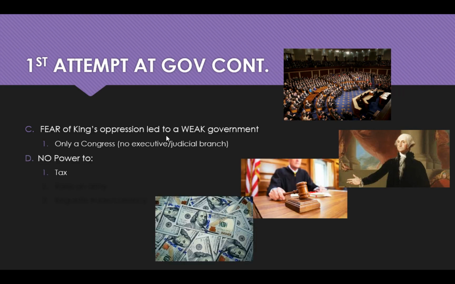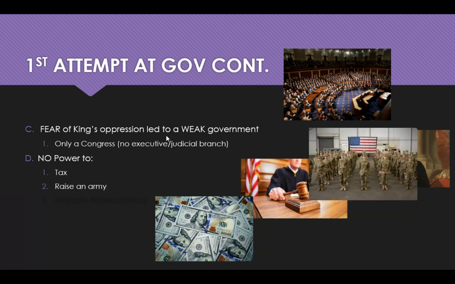On top of that, there was no power to tax. So the Articles of Confederation did not allow the federal government to tax anybody. So then they had no power. And with no money, they had no power to raise an army, because soldiers cost money. You have to feed them, you have to house them, you have to pay for weaponry. So all of that costs money that they don't have.